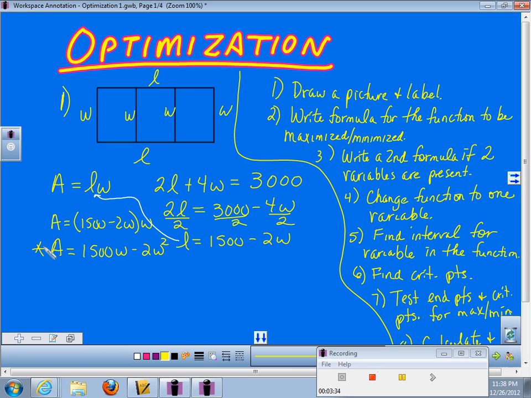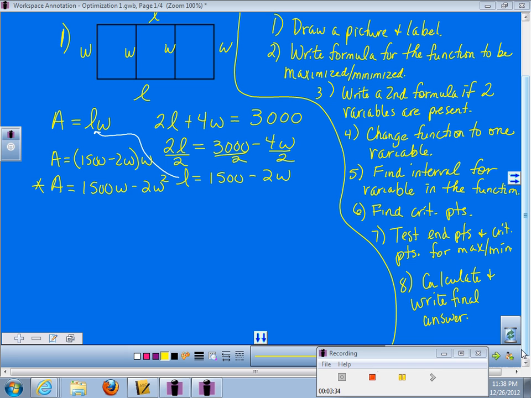So how do we find a maximum or minimum? Well, we'll have to find the critical point. Now you'll notice if you're reading my set of instructions, it tells you in step 4 to change the function to one variable, which we did. And in step 5, it then tells you to find the interval for that variable. If you recall, when we did absolute maximums and minimums, you got intervals like 0 to infinity or 1 to 5. And it was the type of interval that influenced what method you used to figure out if it was an absolute maximum or minimum.